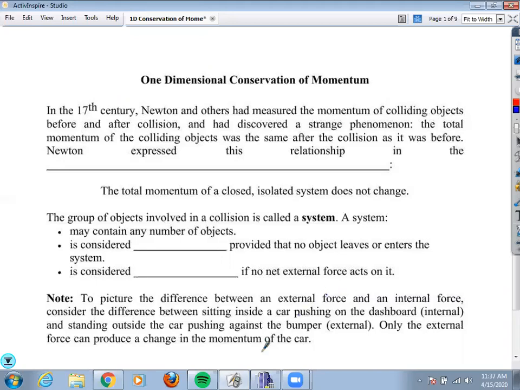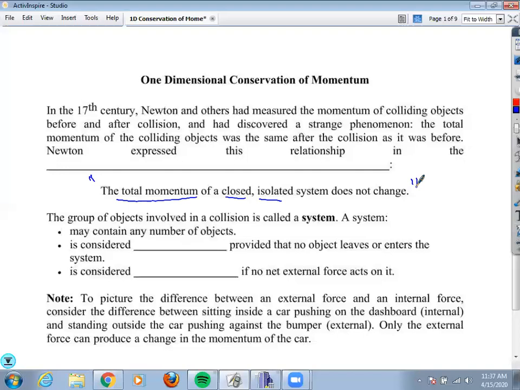So the bottom line is this: momentum is conserved in a collision. Scientists explored this. Newton laid this down in words, that the total momentum, whether it's one or two or three or four objects, of a closed, isolated system does not change.